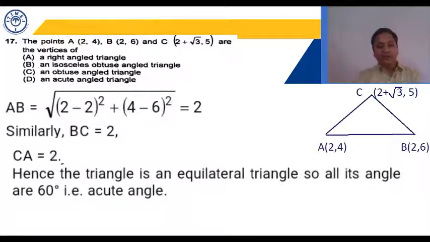The option doesn't say an equilateral triangle, but it says an acute angle triangle. An acute angle triangle is one in which all the angles are less than 90 degrees. Exactly one angle can be 90 or one angle can be more than 90, but all angles can be less than 90. A simple example is an equilateral triangle.